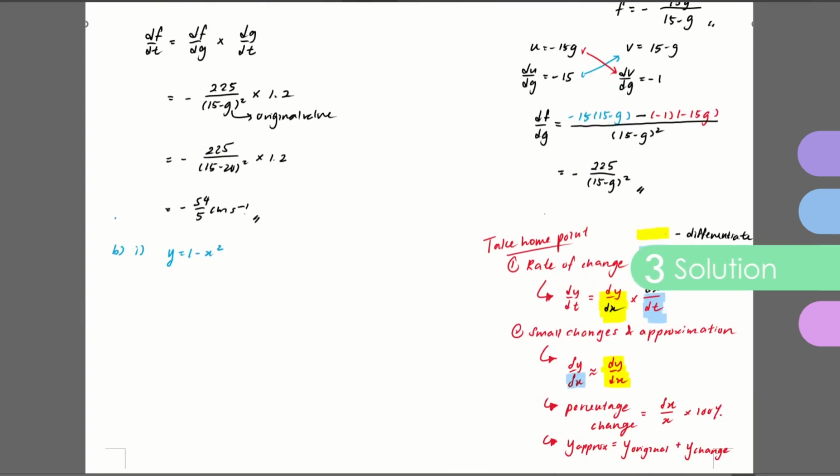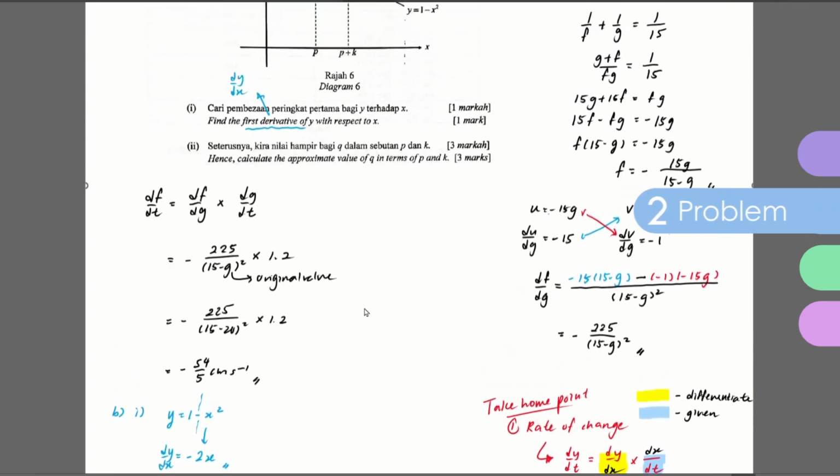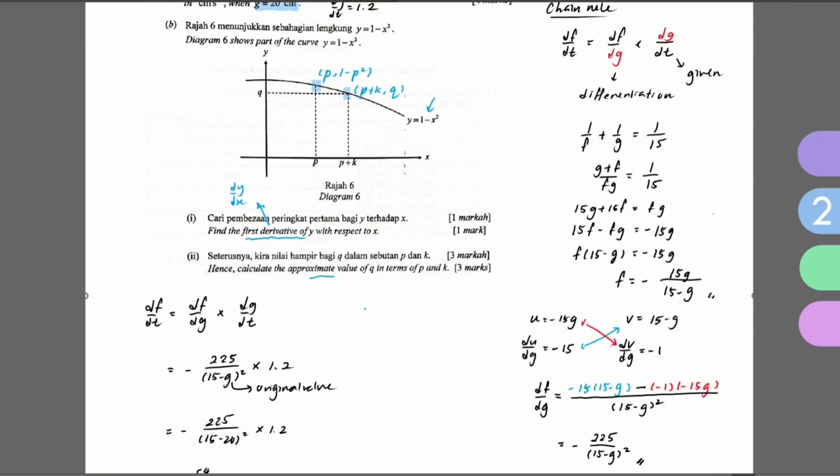So remember, when we differentiate, we need to separate the equation using positive or negative, and differentiate part by part. So one differentiates to 0, and for this term we need to multiply the power and the number, which is negative 2x. For part 2, what we need to find is the approximate value of q. We can actually use this equation below, where if we find q's original value plus the small change, we will get the approximate value.